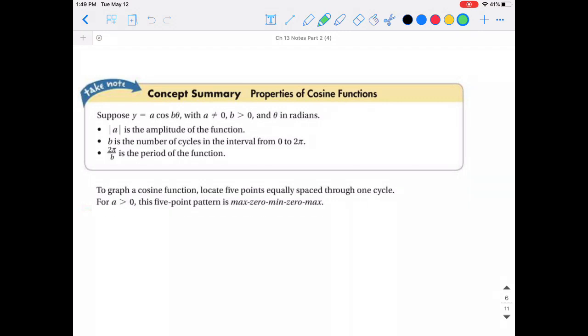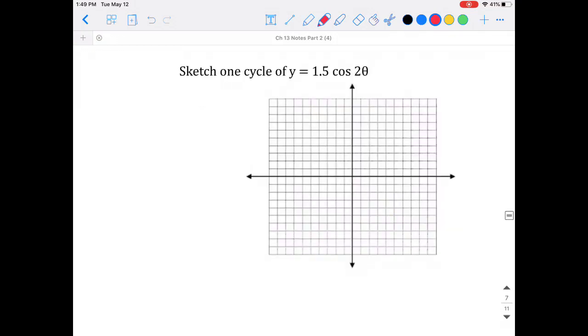To graph the cosine function, locate 5 points equally spaced through one cycle. For a greater than 0, this 5-point pattern is max, 0, min, 0, max. So we have a 5-point pattern again with cosine, but now we're starting at our maximum value when a is greater than 0. Let's look at a graphing example. It's the same exact concept as what we did when graphing sine functions.